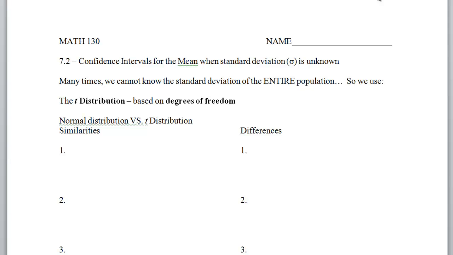Today what we're going to do is cover confidence intervals for the average when the standard deviation is unknown. And that's going to be common when we take a look at a small sample and we don't know what the standard deviation is for the entire population. So all we are left with is the standard deviation from our small group.